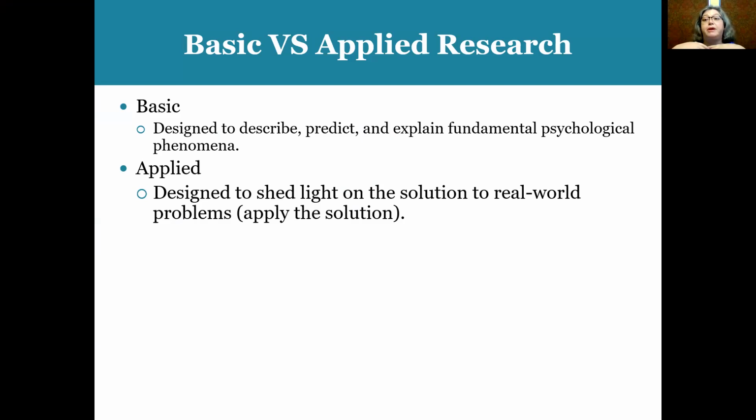So the first topic we have to really think about is basic research versus applied research. Basic research is what we kind of think about when we think about research. We use it to describe, predict, and explain fundamental psychological phenomena. In general, when you're reading a research journal, what you are seeing is basic research. We're trying to identify potentially human universals.